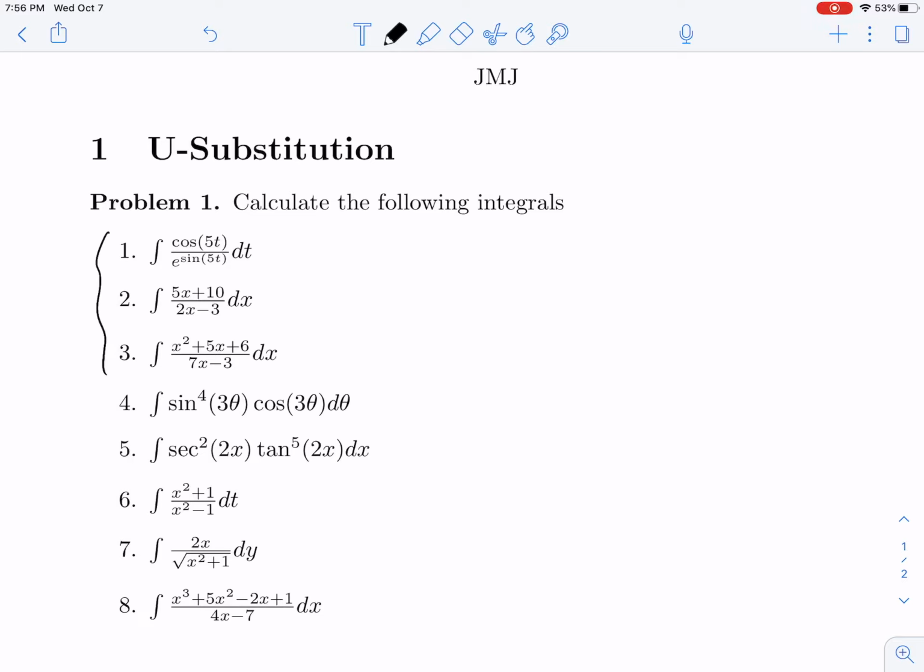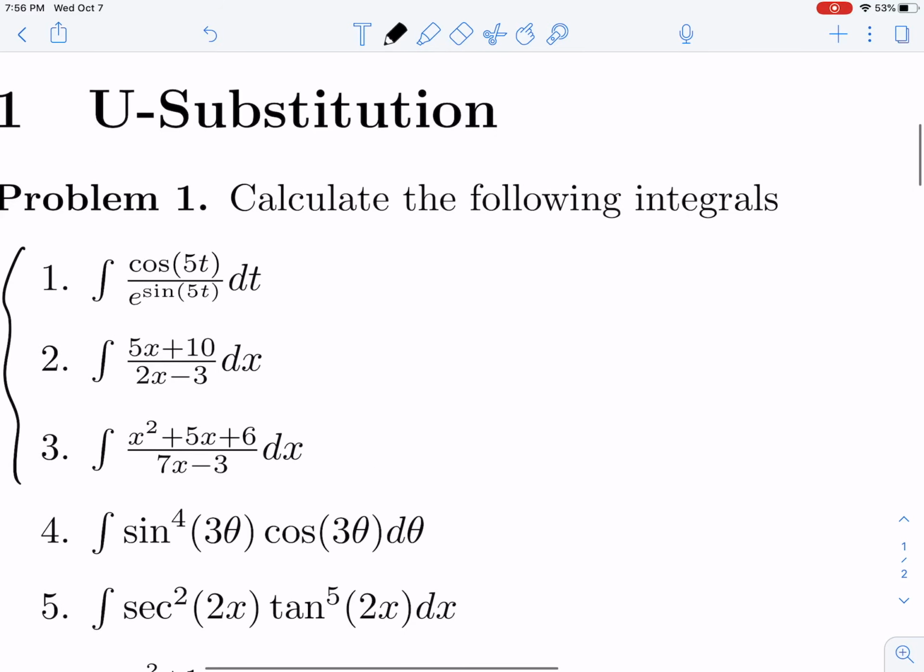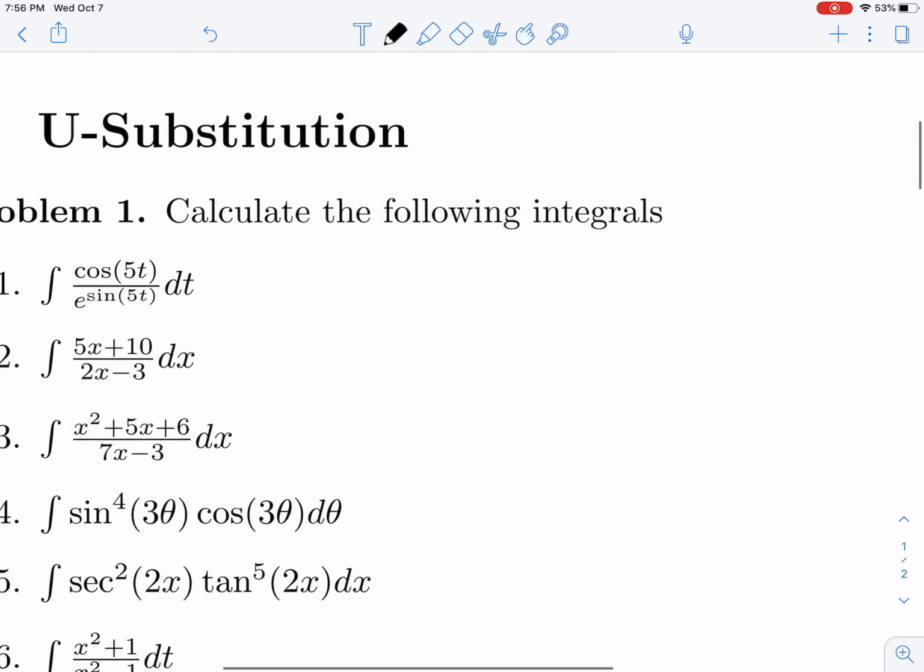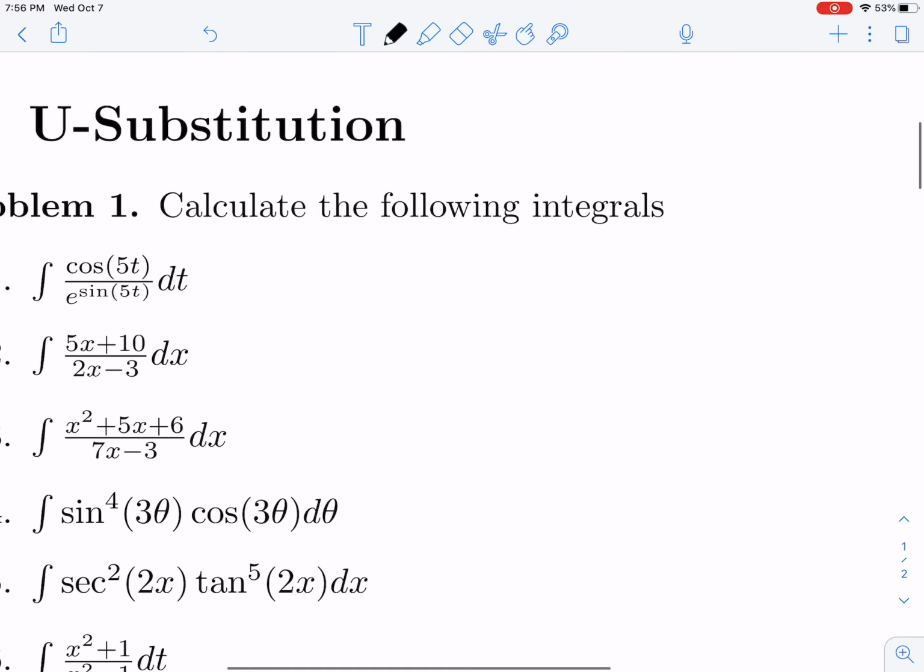So, where do we start? We can start with this first one. What do we want to choose U to be? Well, we have a sine of 5t, we have a cosine of 5t, we've got an e to some power. This looks like it could be kind of complicated. And I'm going to choose U to be equal to sine of 5t.